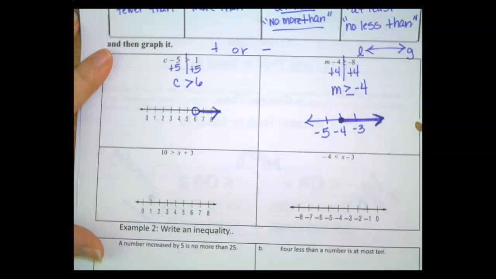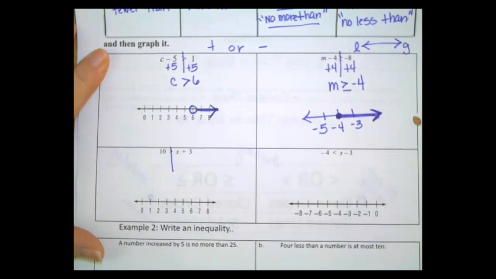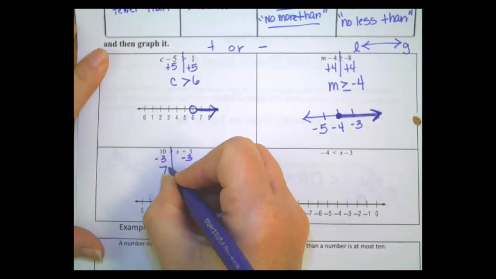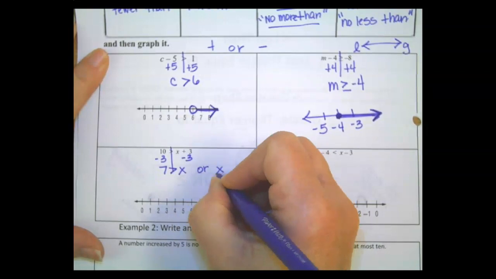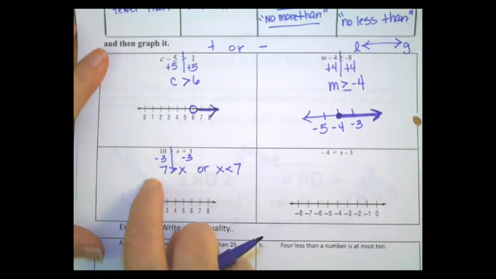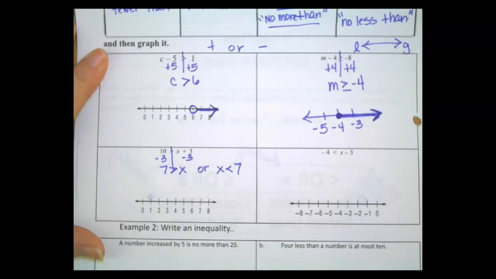Next one. It's written backwards, but we don't care. We're solving for x. So to solve for x, we need to get rid of that 3. So 7 is greater than x, or x is less than 7. You need to know how to reverse this. You just don't change positions because that would not mean the same thing. X is less than 7 or 7 is greater than x. Make sure you know how to read them both ways.